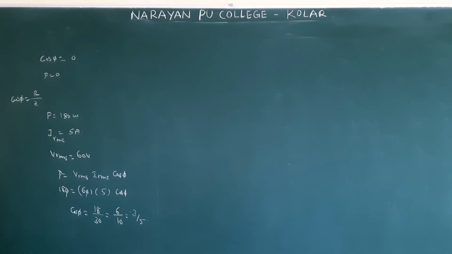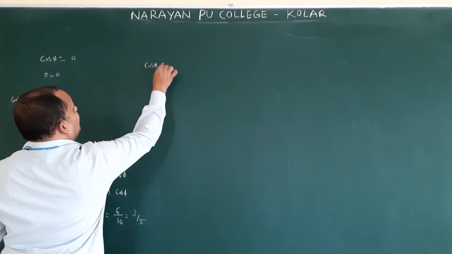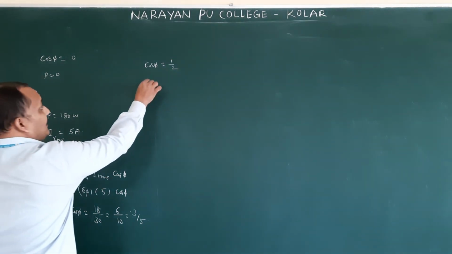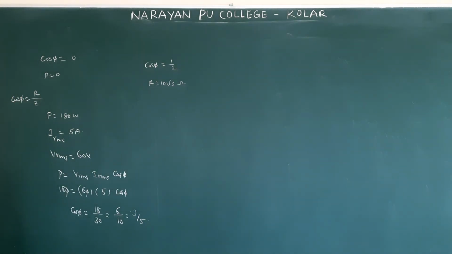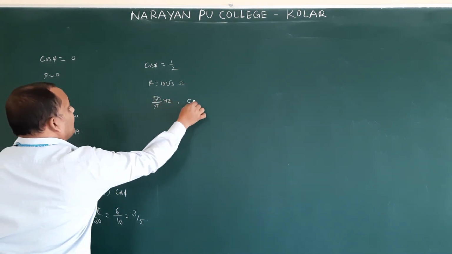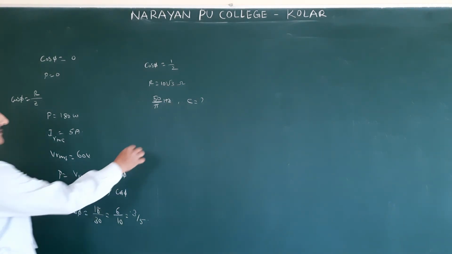Next, question number 24. The power factor is 1 by 2 in a series RC circuit with R value 10 root 3. Cos phi is equal to 1 by 2, they gave. The resistance value is 10 root 3 ohm. The frequency of AC is 50 by pi Hz. Then what are they asking? They are asking for C. So that is a CR circuit.